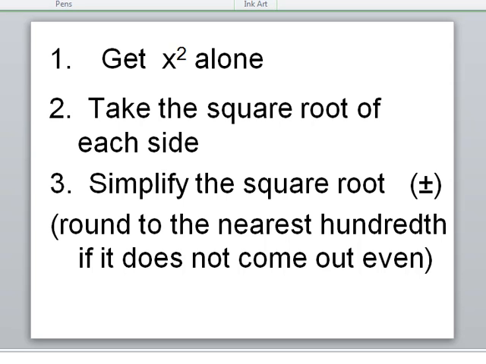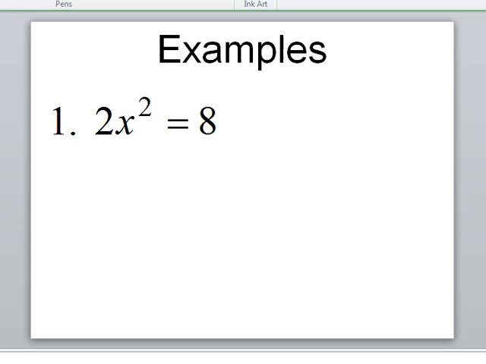The steps of doing this process are to get the x squared alone. Once you have the x squared alone, you take the square root of each side. Then you simplify that square root to the nearest hundredth if it doesn't come out even. So let's use those steps for this first problem.